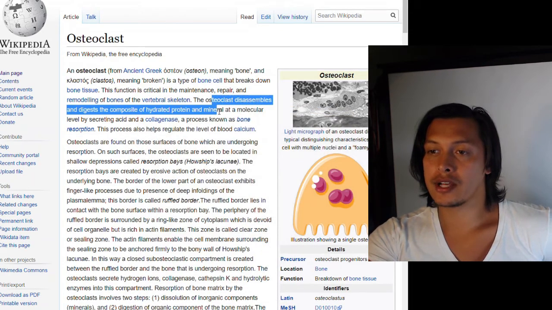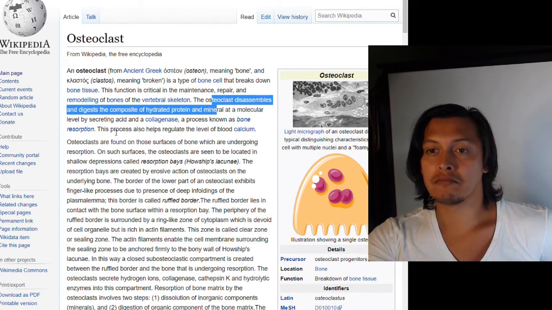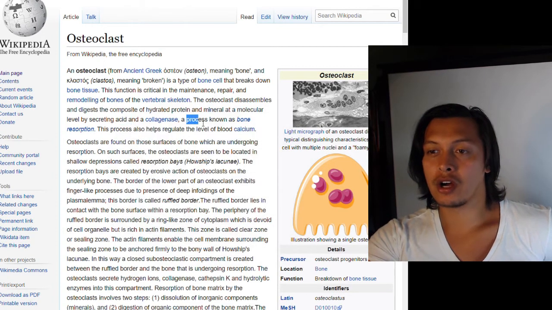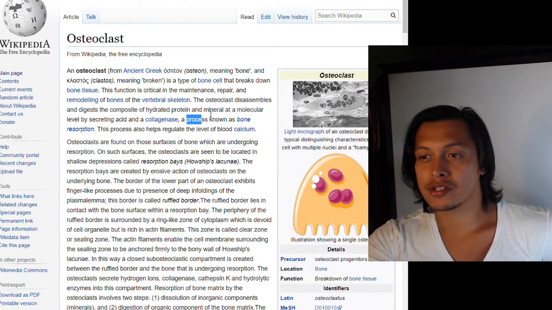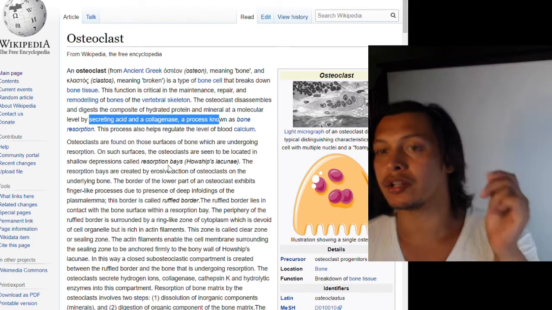And the osteoclasts disassemble and digest the composite of hydrated protein and mineral at the molecular level by secreting acids and collagenases, which is a process known as bone resorption, and this process also helps regulate the levels of blood calcium.